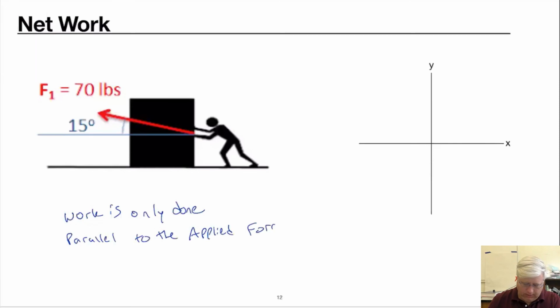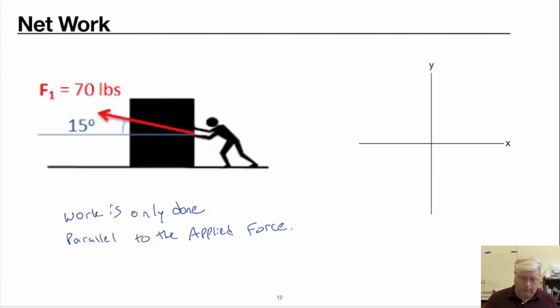Okay, so what that means is that we see this person here pushing, applying a force. He's trying to slide this object horizontally, but he's not pushing perfectly horizontally. He's pushing up at a little bit of an angle. And so the only component of the force that's going to actually contribute toward the work done on the object, or the energy gained by the object, is what's parallel to the direction of the motion.